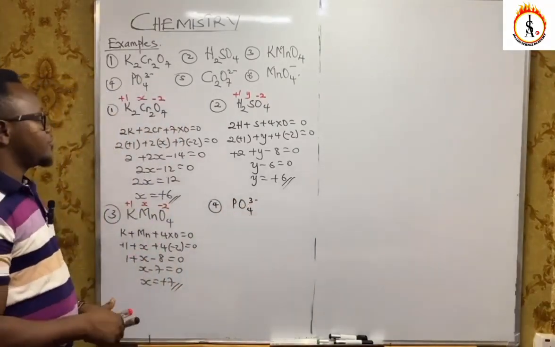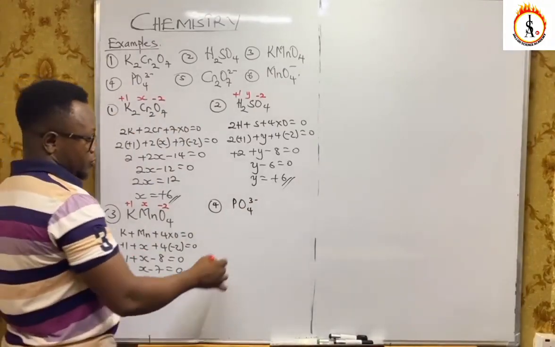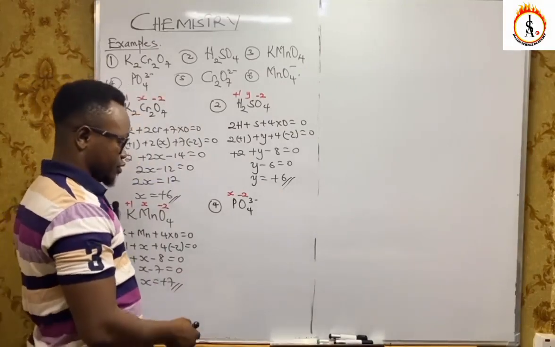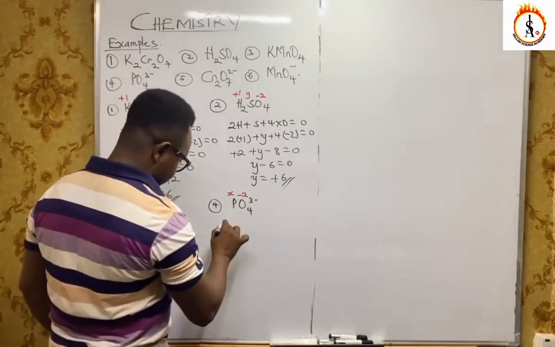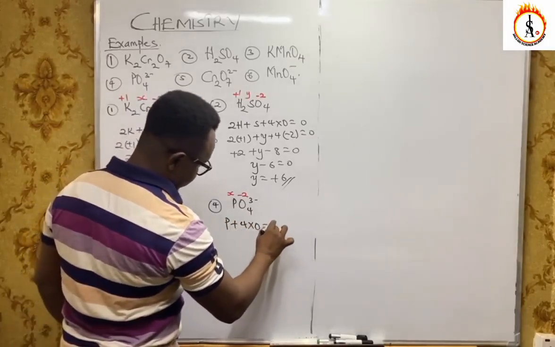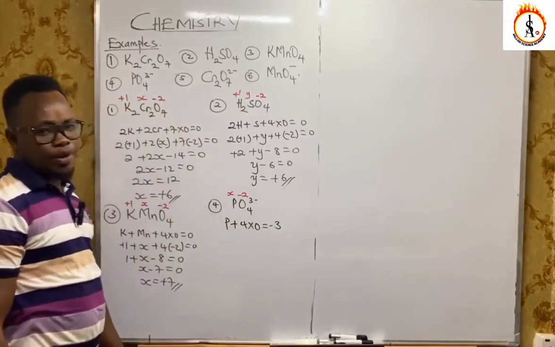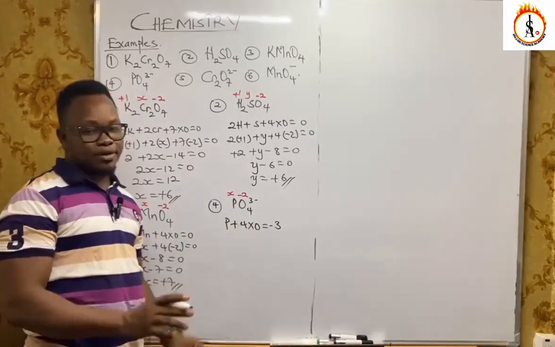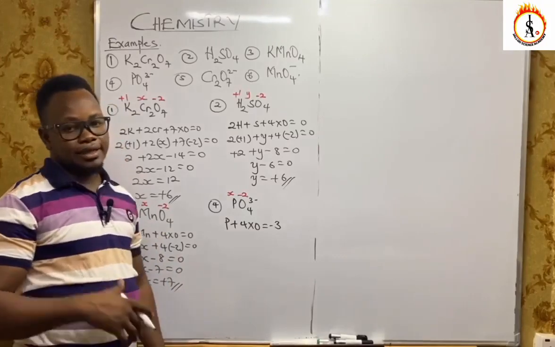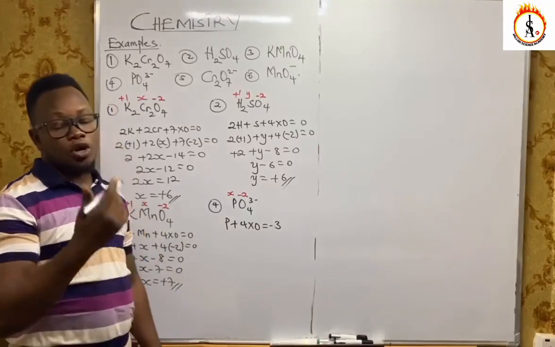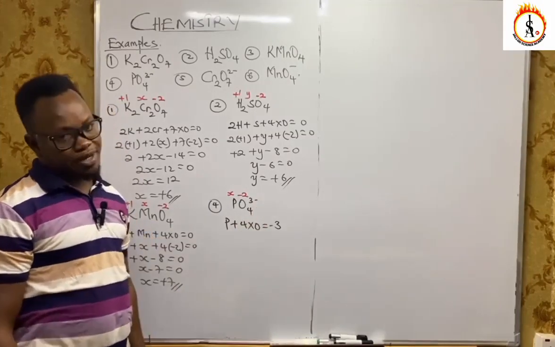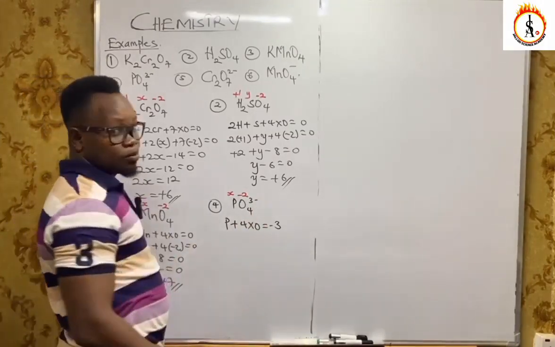PO4 3-. So PO4 3-, we assign oxidation numbers. So here we can say phosphorus plus 4 multiplied by oxygen, everything is equal to -3. Why did we equate to -3? We equate to minus 3 because we learned from the rules in part 2 that the sum of the oxidation numbers of species in a polyatomic ion is equal to the charge, and the charge we have here is minus 3. So that's the reason we equated it to minus 3.